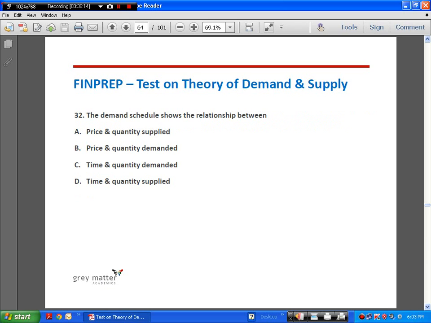32nd question. The demand schedule shows the relationship between price and quantity supplied, price and quantity demanded, time and quantity demanded, time and quantity supplied. So the demand schedule always displays the relationship between price and quantity demanded. Therefore, the right answer is option B.